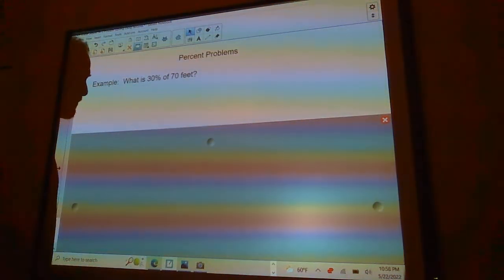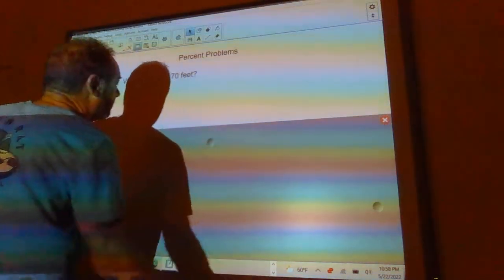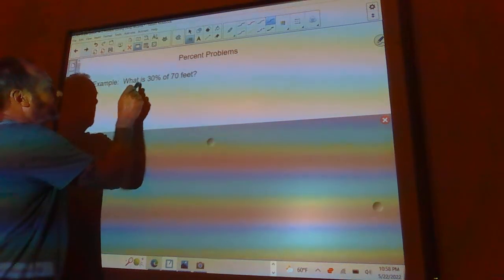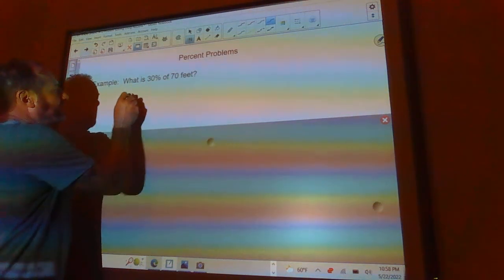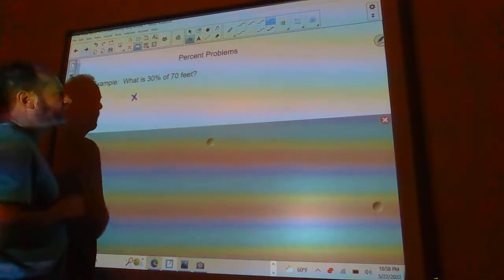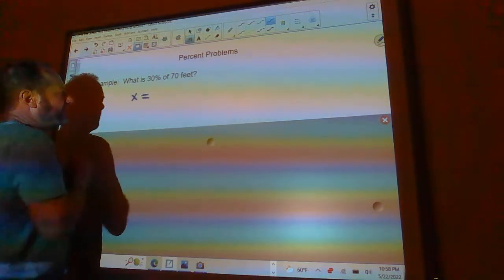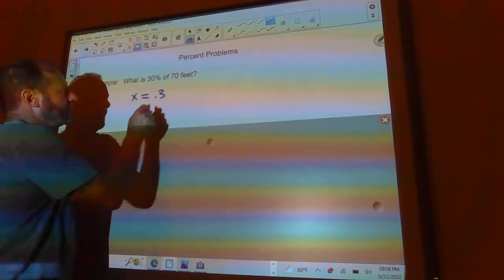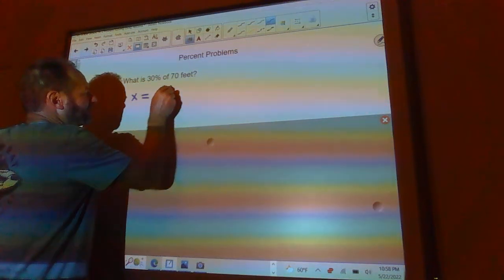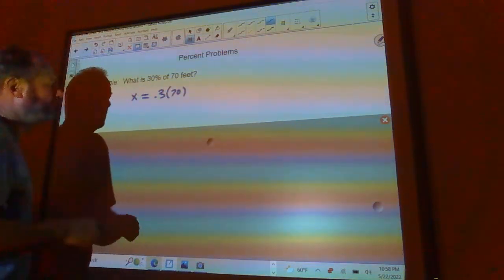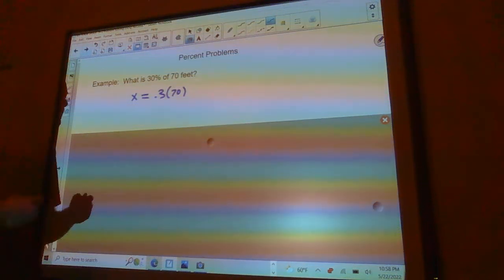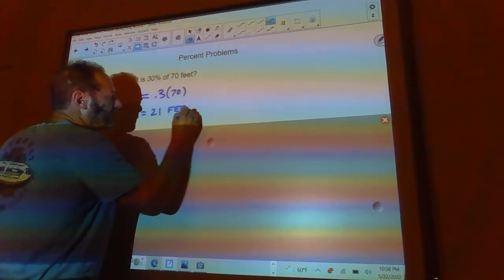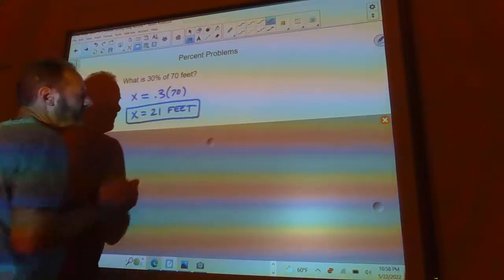So percent problems. What is 30% of 70 feet? The word "what" always means that's your variable. "Is" always means equals. That's going to be 0.3 as a decimal. "Of" in math always means times 70. So we go ahead and multiply that out. X is 21 feet. And we're done with that one.